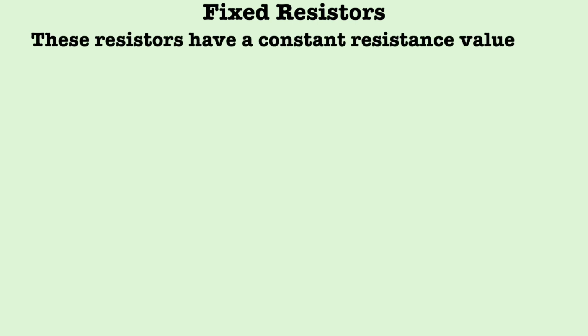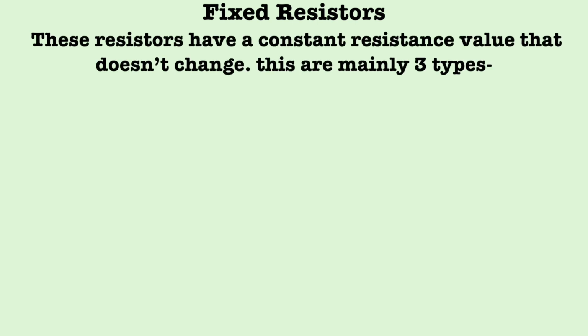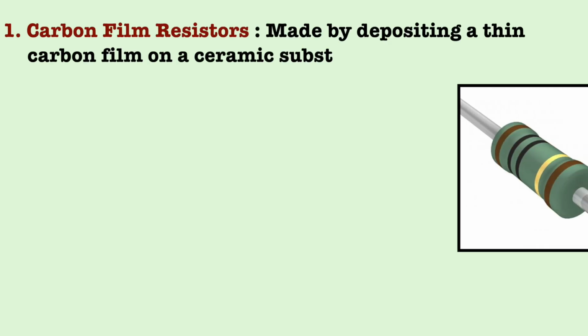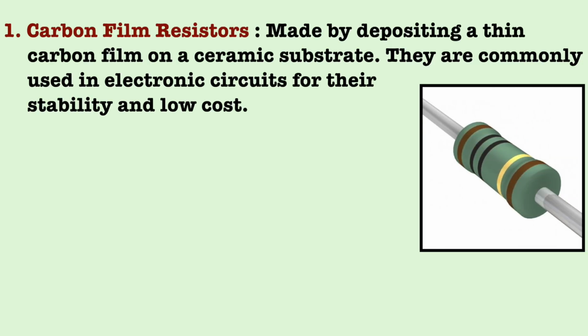Now we talk about the fixed resistor. These resistors have a constant resistance value that doesn't change. These are mainly three types: one is a carbon film resistor, second is a metal film resistor, third is a wire wound resistor. The carbon film resistor is made by depositing a thin carbon film on a ceramic substrate. They are commonly used in electronic circuits for their stability and low cost.